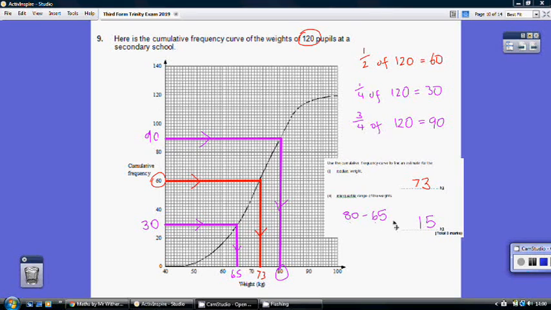Again, there will be a little bit of leeway in the answers. Just make sure that you've labelled up your graph exactly like this, so it's really clear how you've used your curve.